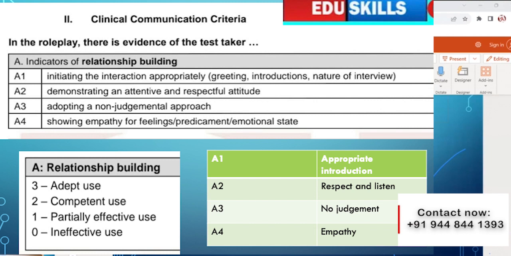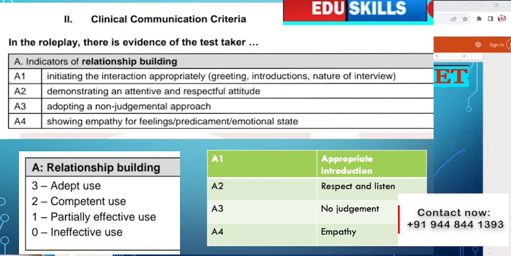You can see here, the first point is initiating the interaction appropriately. What is meant by appropriately? It is nothing but properly, or suitable to the situation. So moving on, here you can see greeting, introduction, nature of the interview. Greeting could be anything: hi, hello, good morning, or good afternoon. Even it can be the patient's name, you can call the patient by name as well. That can be the greeting.